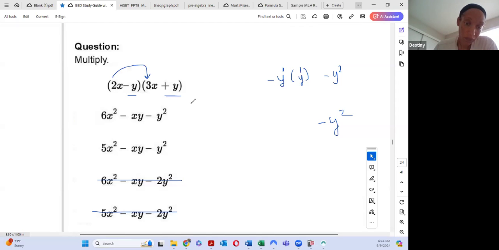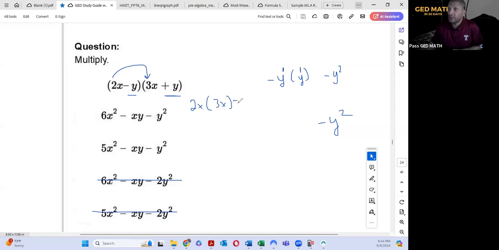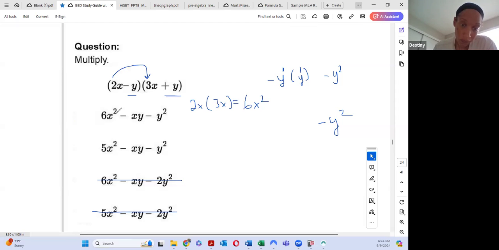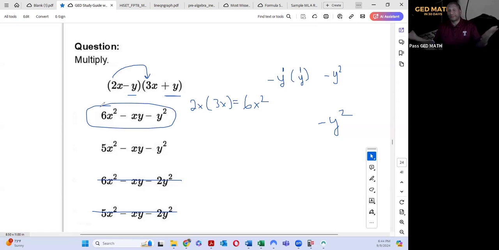2x times 3x. Again, let's walk through the steps. 2 times 3 is 6. x times x is x squared. So I know my first term is 6x squared. I'm done. I don't got to do anything else. But what I'm going to do is go through the whole problem so you see it.